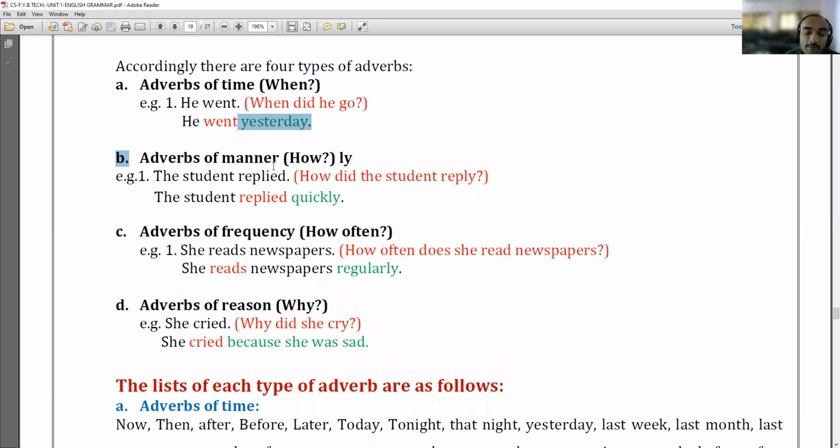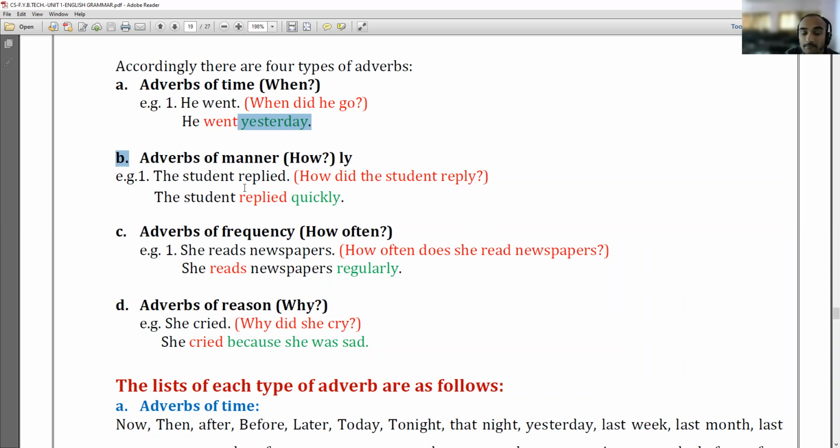Then when we are asking about the frequency or when we are telling about the frequency of that action, then it is called as the adverb of frequency. And the last type is adverb of reason, when we are describing or when we are giving the reason of the action, then that reason showing word itself is called as the adverb of reason.